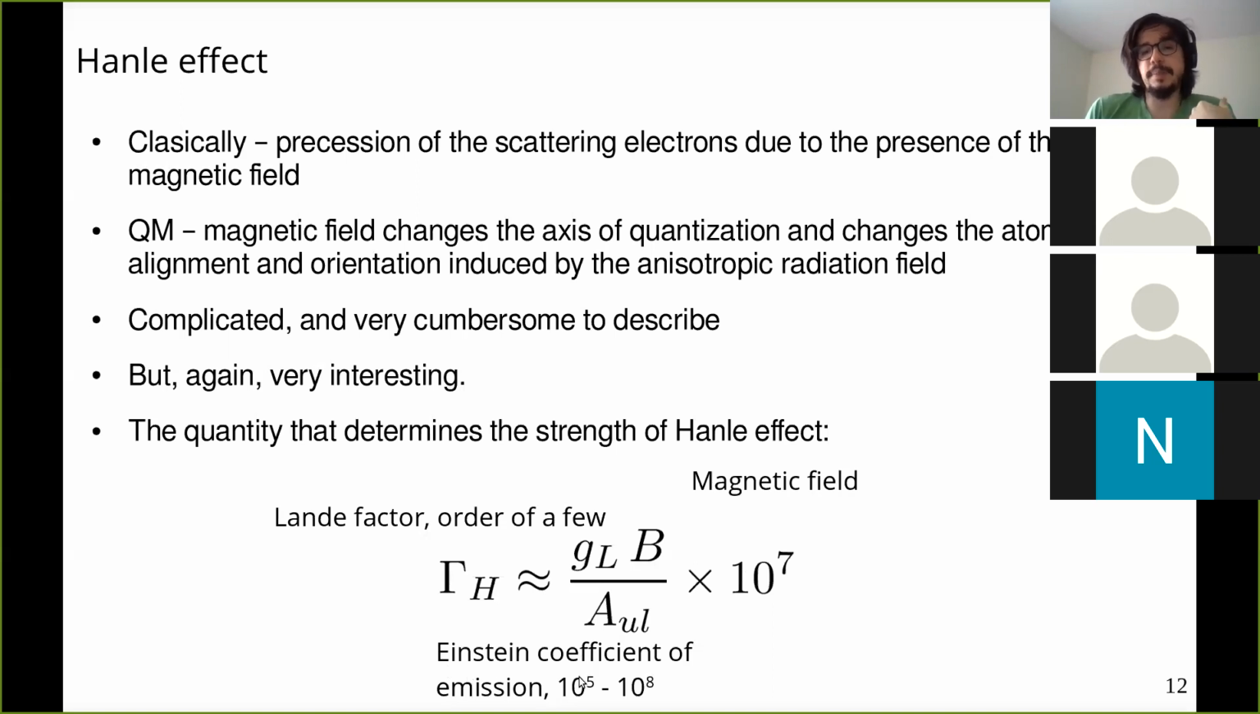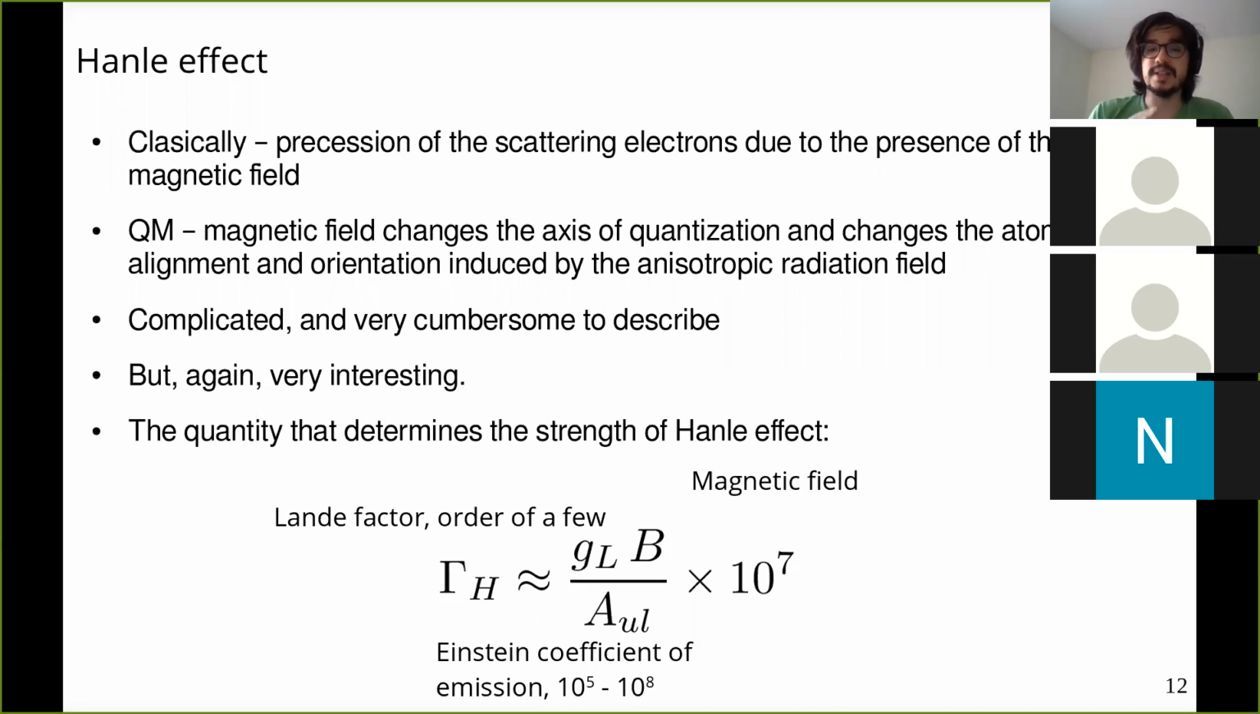And for example, typical values here are something between 10 to the 5 and 10 to the 8. And then it means that in order to get a Hanle factor of 1, which is something that is very noticeable, you would need a magnetic field. So for example, for the Einstein coefficient of 10 to the 7, you would need a magnetic field of roughly 1 Gauss. And this equation here hides the answer why we are so worked up about the Hanle effect.